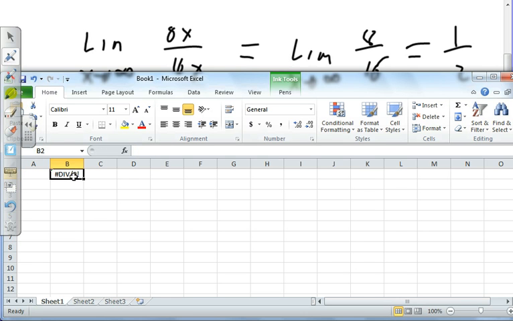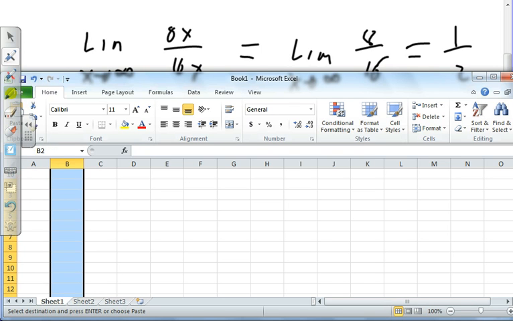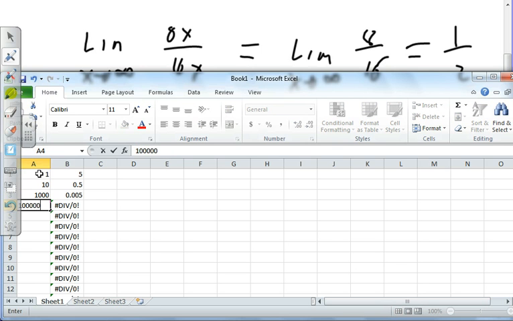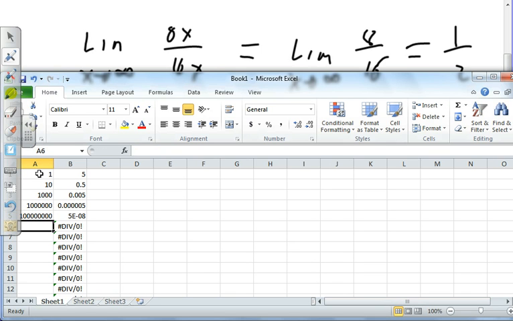Okay, 5 divided by A1. Copy, paste. All right. So if I divide by 1, I get a 5. I divide by 10, I get a 0.5. I divide by 100, by 100,000, by lots and lots of numbers. Am I going towards 0 or not? Am I getting closer to 0?